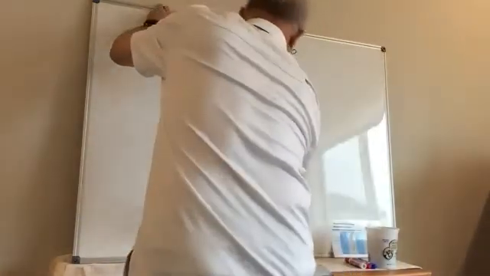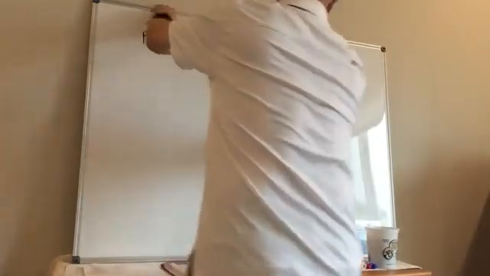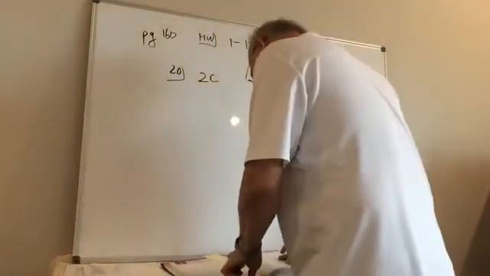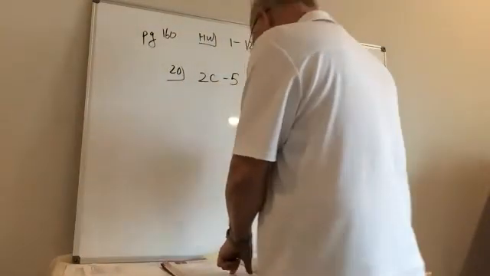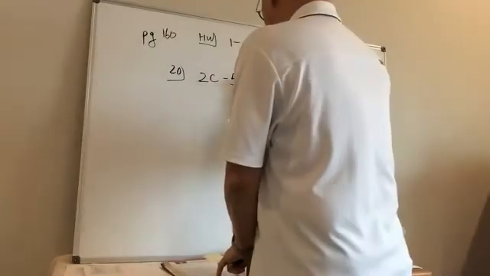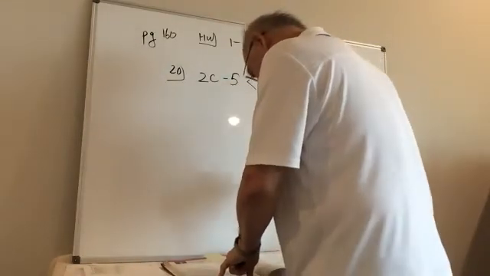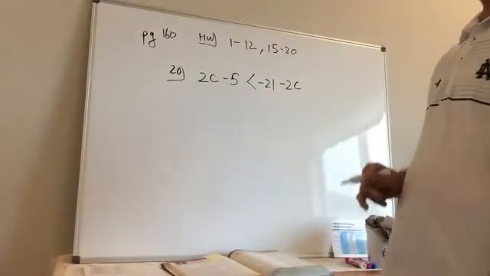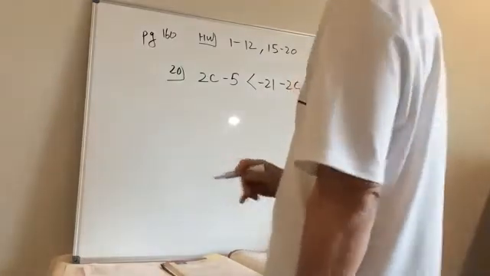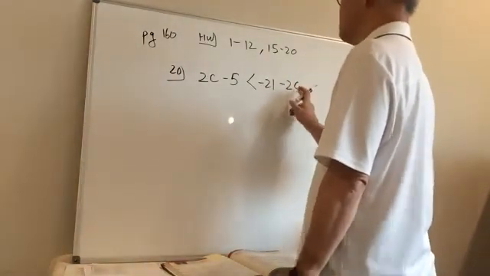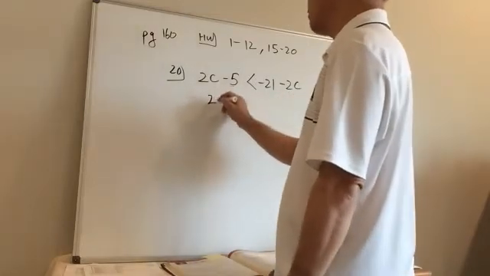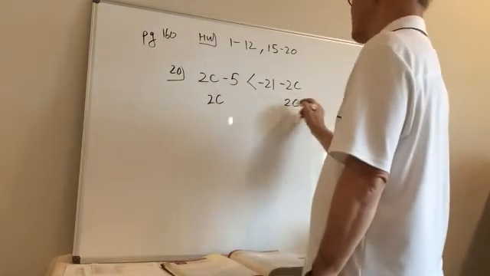Okay, so 20. I have 2c minus 5 less than negative 21 minus 2c. Okay, so I want to gather the c's together first, all right? So I have a plus 2c here, a negative 2c here. So let's go ahead and add 2c to both sides.